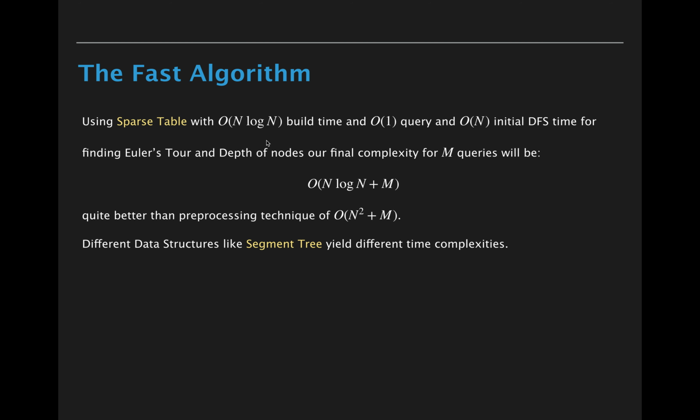So using sparse table with n log n build time and order of 1 query, any data structure for the range minimum query problem, and an order of n initial DFS time for computing the Euler's Tour and the depth of the nodes, the final time complexity for m queries will be order of n log n plus m, significantly faster than the pre-processing technique, which we had to calculate for all pairs of A and B. So this is why this is a much faster technique for the original problem.